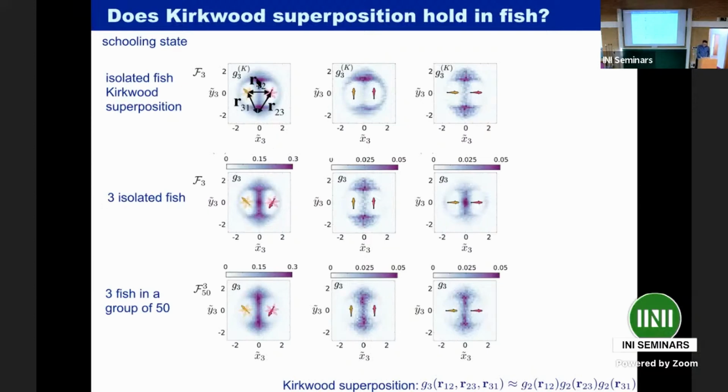But the Kirkwood superposition up here looks fairly similar if the fish are swimming side by side. But if the fish are following each other, it's quite different. So the Kirkwood superposition seems to break down in the case where the fish are following each other, whereas otherwise it's okay. So Kirkwood superposition works to some extent with a system of the zebrafish.